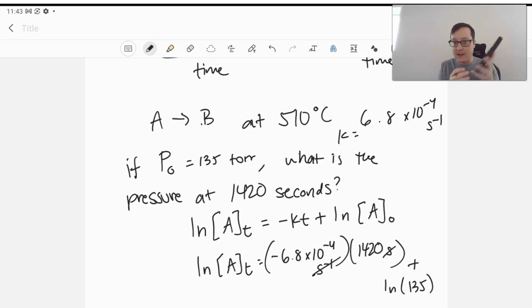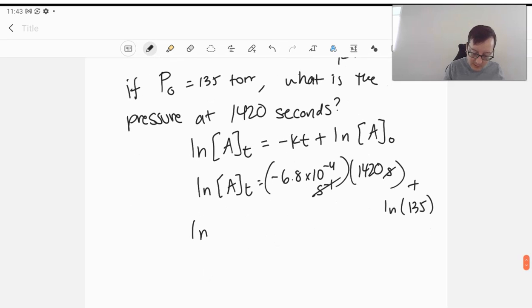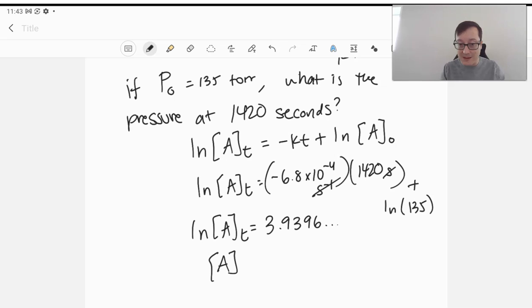So, calculator. If we go ahead and solve all this mathematics, we have negative 6.8 times 10 to the negative 4 times 1420 plus the natural log, where's my natural log button? There it is, of 135. We get that the natural log of A sub t, say A sub 1420, I suppose, is 3.9396, and so on. And so that means that A at our time interval of interest would be e to the 3.9396. Remember, that's how natural logs work.